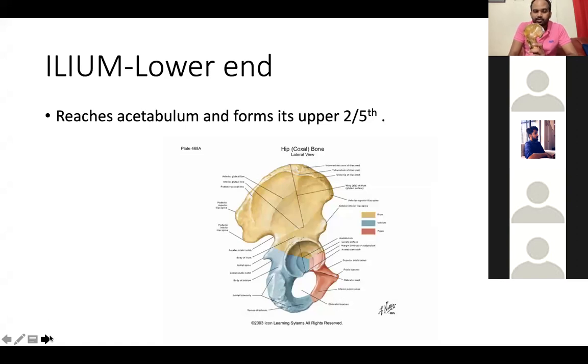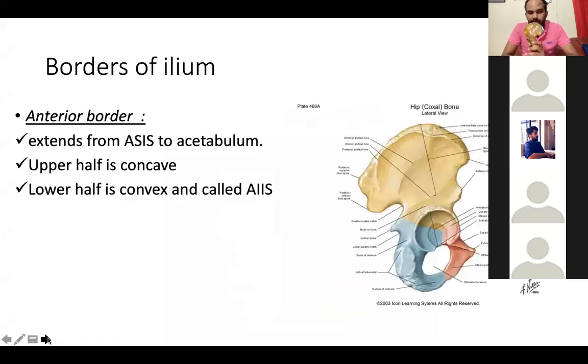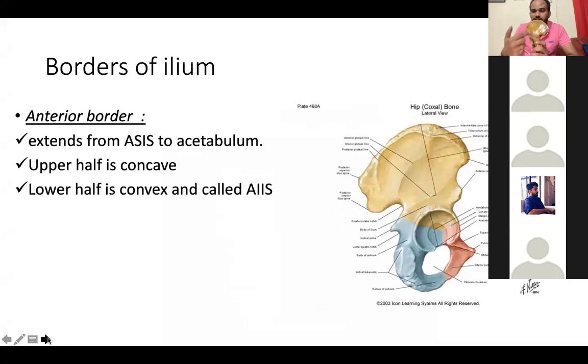So ends are over. What is left over? Surfaces. So the ilium has two ends, three borders, and two surfaces. Two ends I have discussed. One is the upper end, which is called the iliac crest. The lower end takes part in the formation of the acetabulum. The upper 2/5 of the acetabulum is formed by the lower end of the ilium.